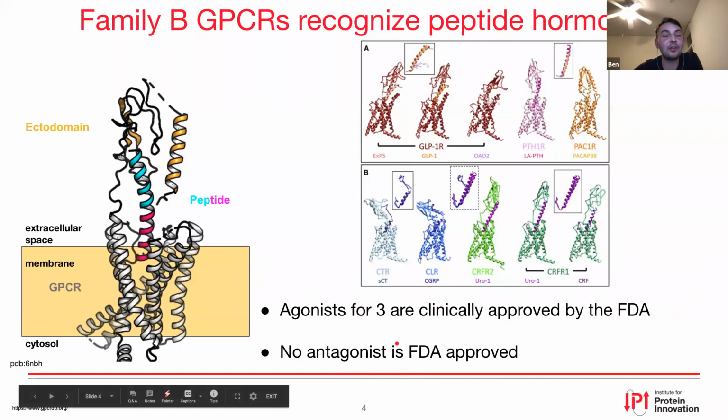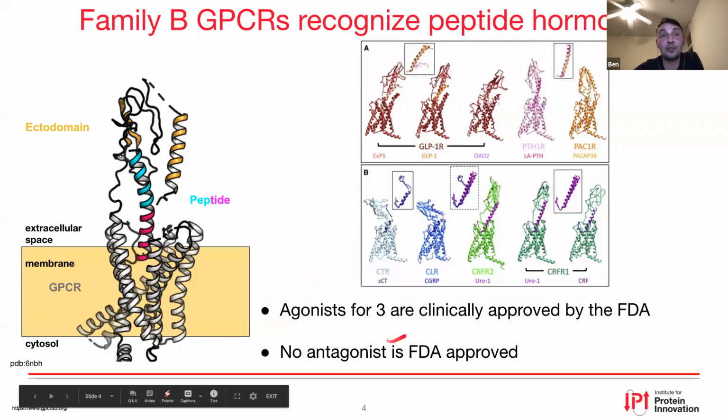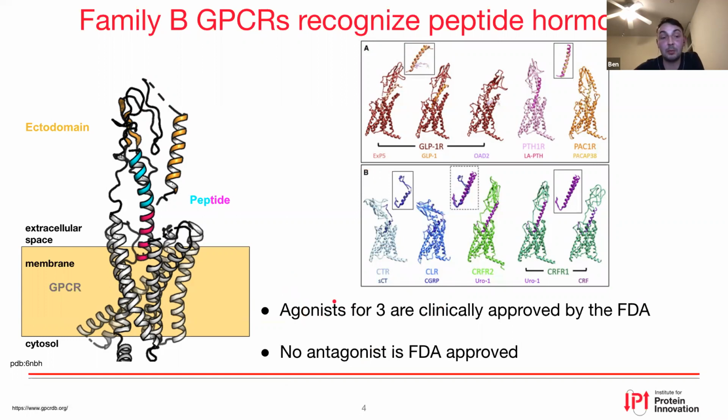It's not that antagonists wouldn't be helpful. It would be very useful to have antagonists for a bunch of these receptors. They just haven't been clinically approved yet, and for some of them, there aren't even any experimentally developed antagonists that can be used to further investigate the receptors. So making agonists and antagonists for all these class B receptors would really help the field to study them in more detail. That's why we're really interested in doing that.